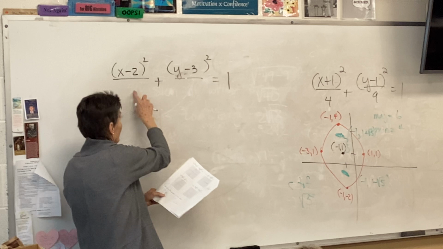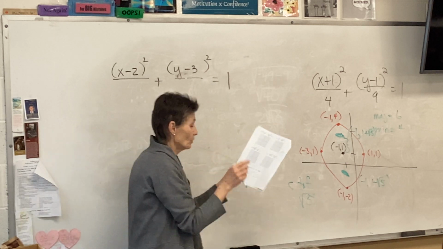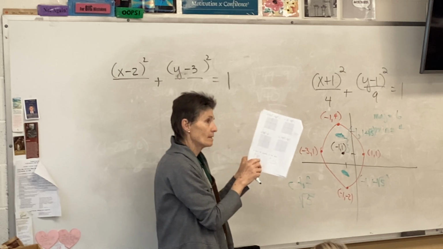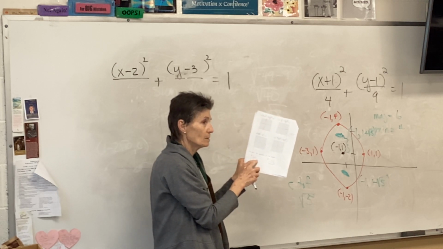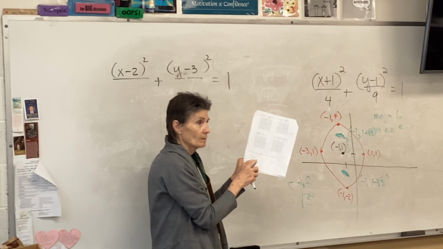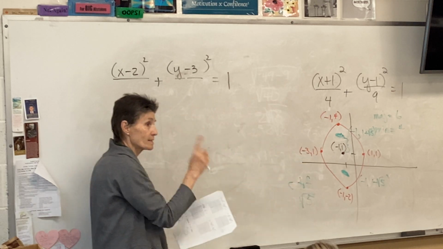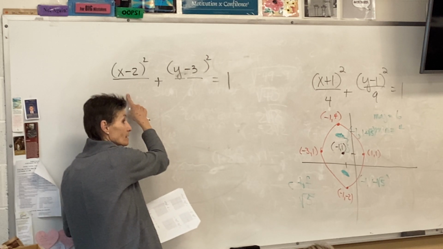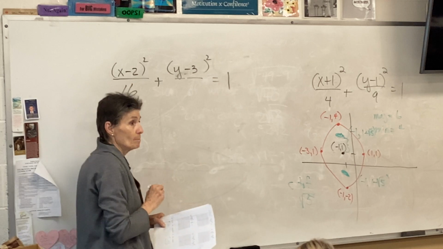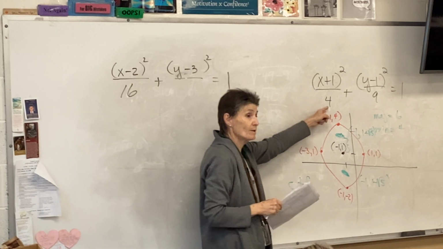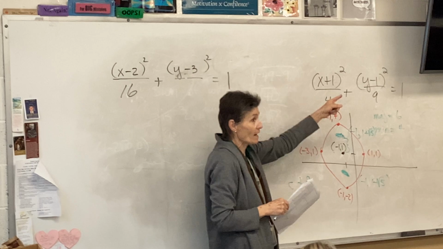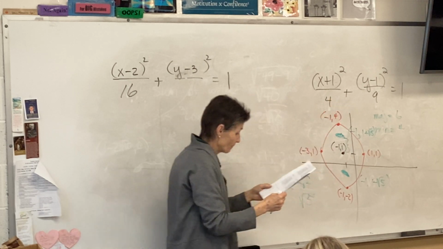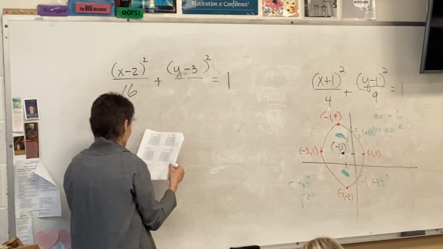Now, how am I going to figure out what these bottom numbers are? Well, look at your picture, guys. How far sideways did you travel from your center? 4. So if you traveled sideways 4, then that number has to be a 16. Because don't we take the square root of this number to figure out how far sideways to go? Right? Okay. Now, how far up and down did we go?